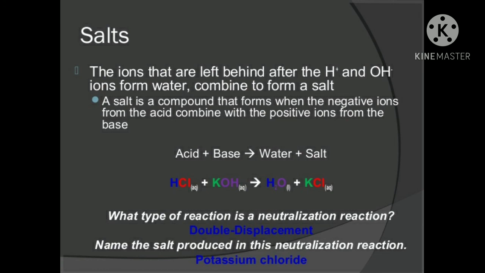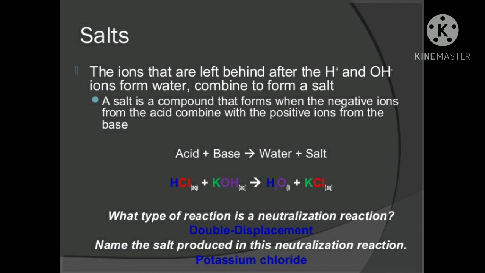In other words, salts are formed when acid reacts with base and also forms water. The ions that are left behind after hydrogen and hydroxide ions form water combine to form a salt. Here in this example we can easily see that when hydrochloric acid reacts with potassium hydroxide, the products formed are water and the salt potassium chloride.